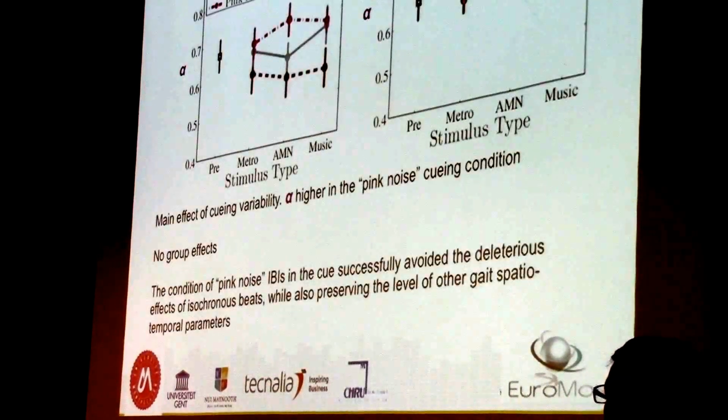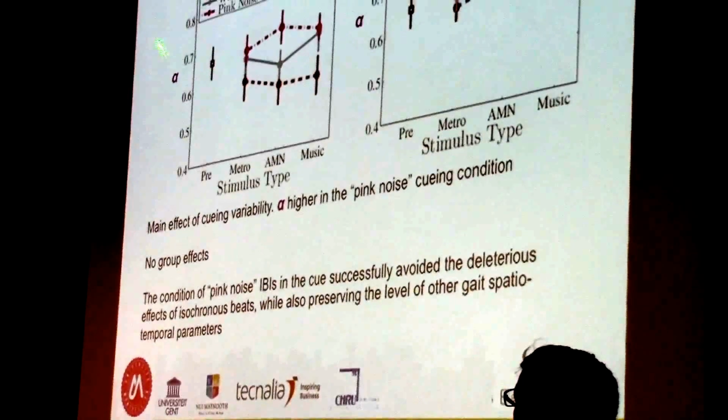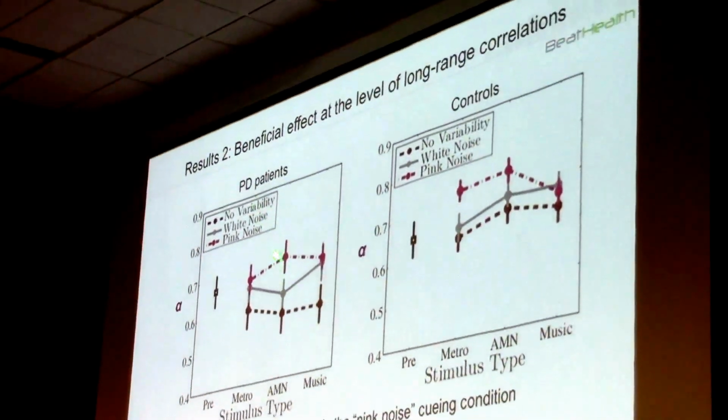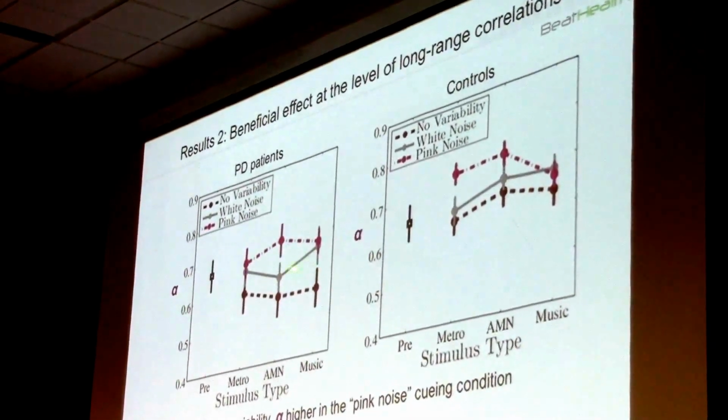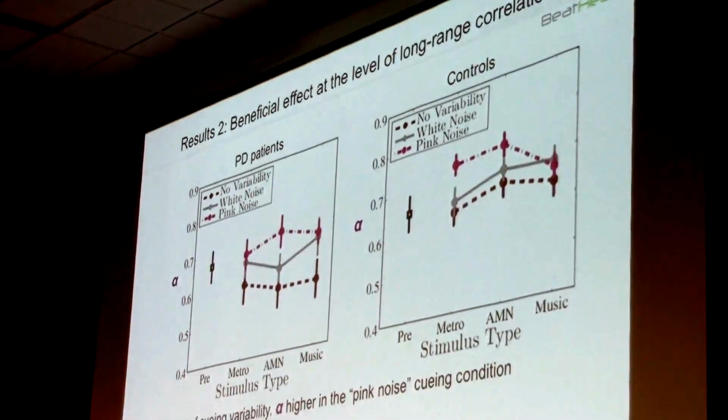And the place where we find differences, expectedly, because that's where we put them, is in the alphas of the interstride intervals. So as you go from pink to white noise to no variability in the cueing, in the stimulus, you drop down. It's a similar pattern with the controls. Interestingly, there are no differences among the patients and the controls. Although I can explain why that's not so amazing.